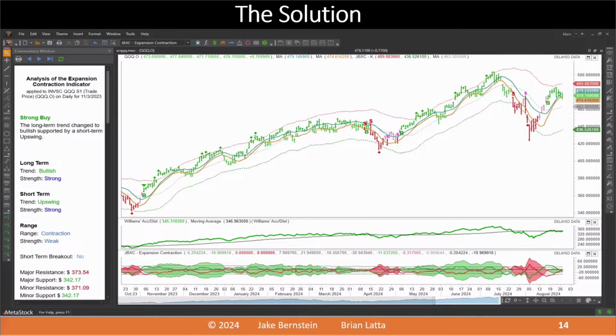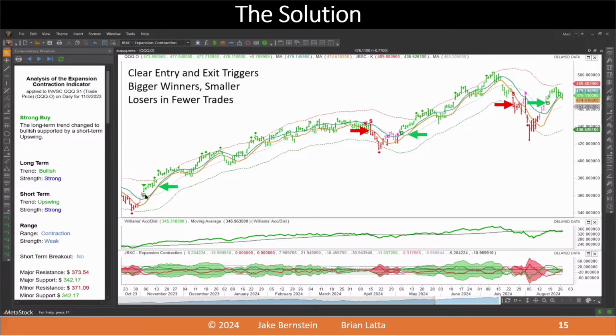So I have popped up what we consider one of the solutions for traders: 100% objective, clearly defined, written rules of when to get in, where to get out at a loss, when to take profit. And of course, I popped up the analysis of the expansion contraction indicator and the expert advisor that they've done, and I'll just show you literally in here when to get in, whether or not it's a strong buy, and all of the definitions of this. So basically what you're seeing on the program here is we have a buy setup. It's labeled with a B.